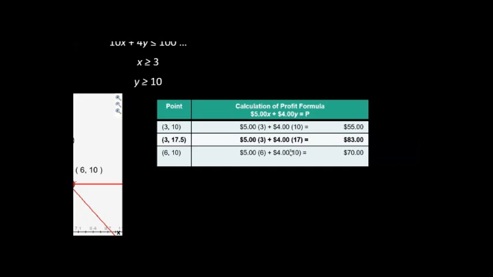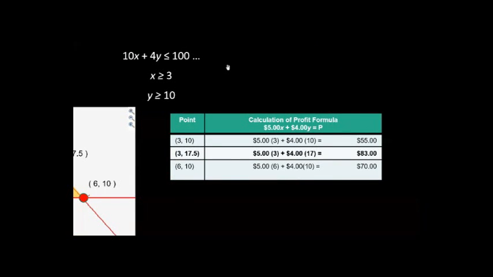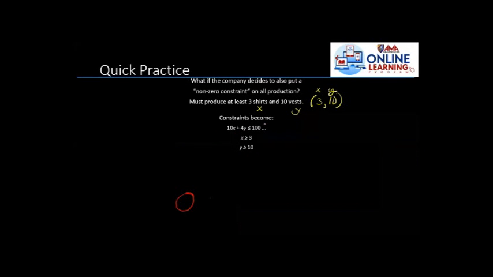So ilang shirts at vests kaya ang ima-manufacture if ganito ang condition? Sige nga, 3 shirts and 17 vests. Sabi ni Eclavea. Very good. Sabi ni Sheila sa 3 and 17. Very good. Okay. So you get the point. 3 and 17, sir. Okay, very good. Okay? Now, we're done maximizing the profit.